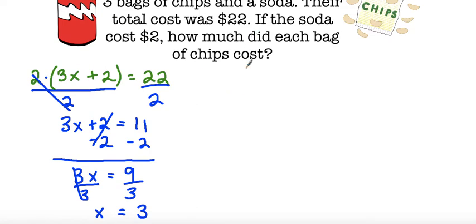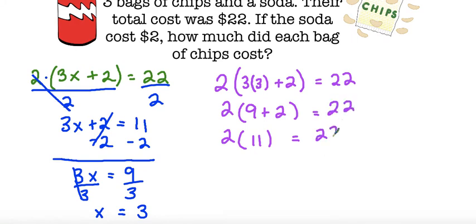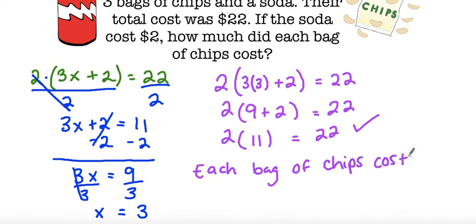And we could go back and check our work. So 2 times, I'm going to write parentheses, 3 times 3 plus 2 equals 22. So here I have 2 times 9 plus 2, which is 2 times 11, which does equal 22. So this is correct. So each bag of chips costs $3.